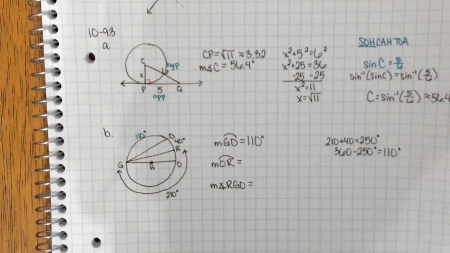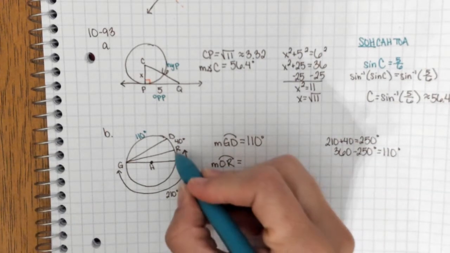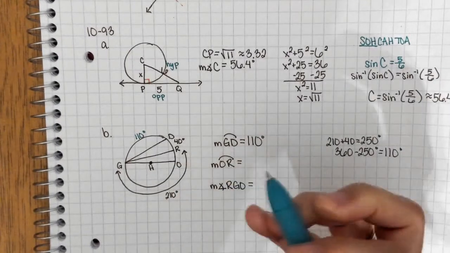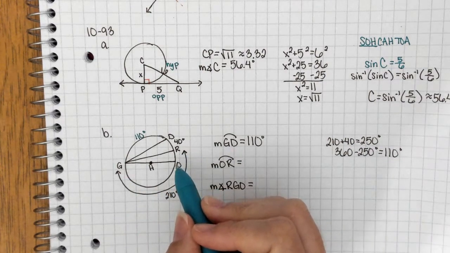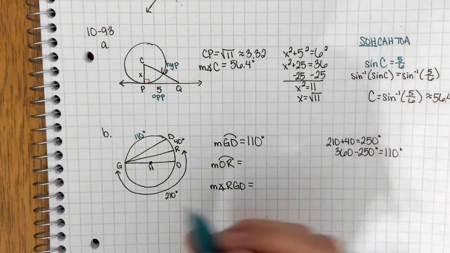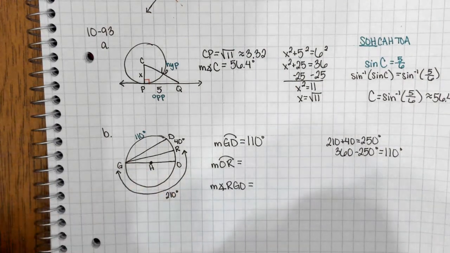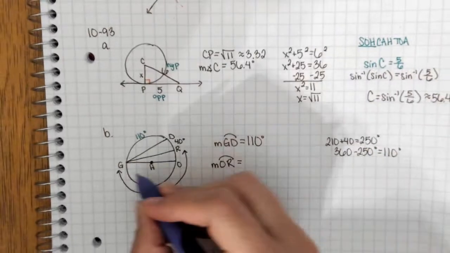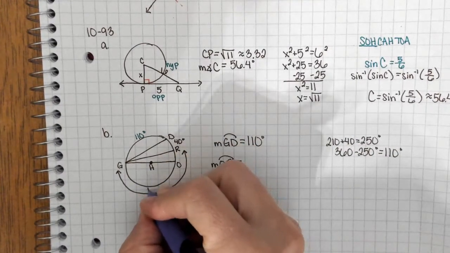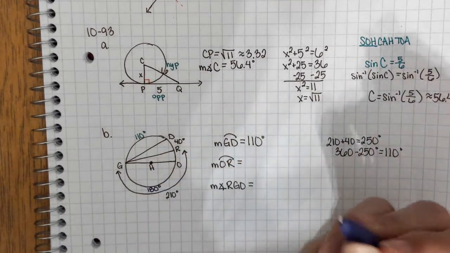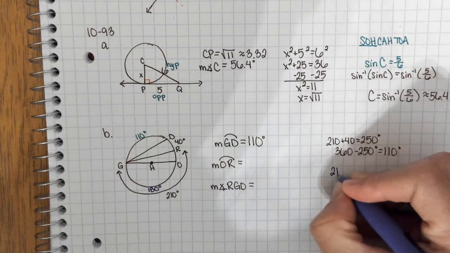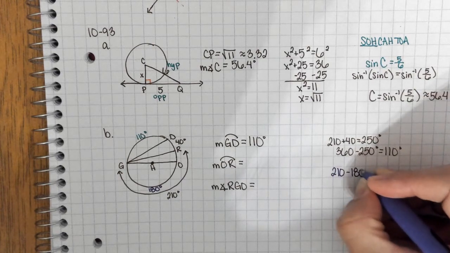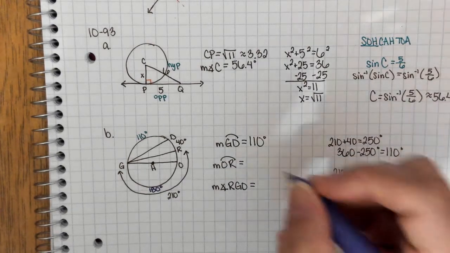Alright, next the measure of arc OR. So OR is just this little guy. We know arc GOR is 210. But because they told us H was the center, that lets you know from G to O is 180. And so 210 minus 180 gives you 30 degrees.